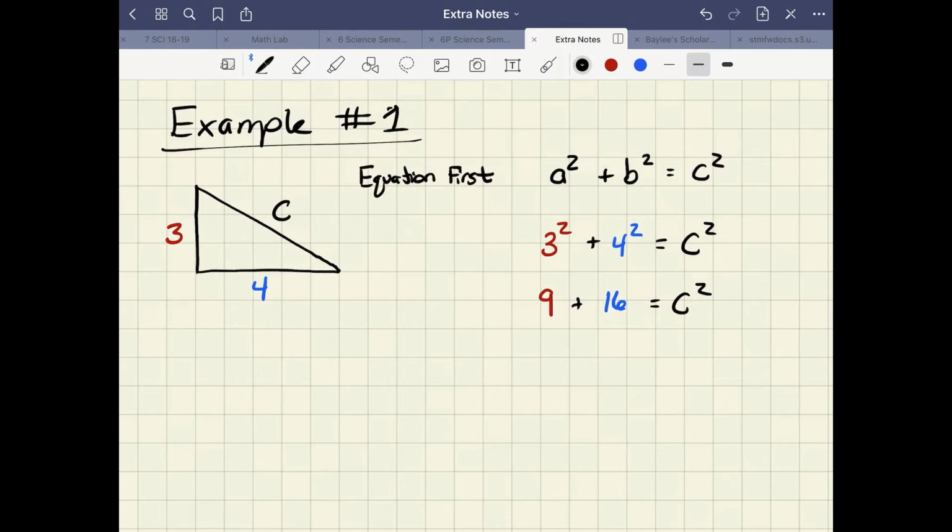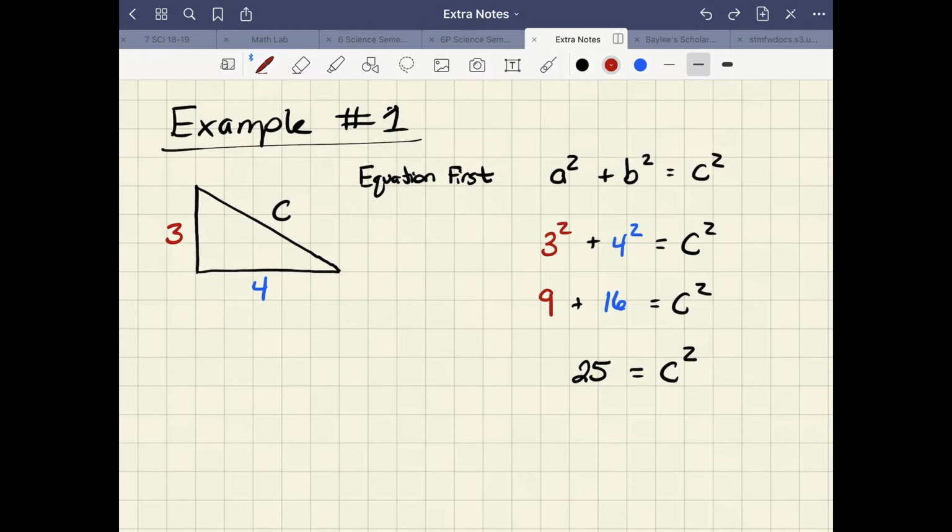Now, 9 plus 16 would be 25. So now you have 25 equals c squared. And you might be thinking, that still doesn't tell us what c is. We still don't know what it is. And you're absolutely right. But we can use some information about square roots that we had learned earlier.